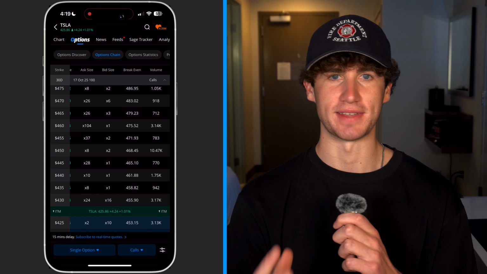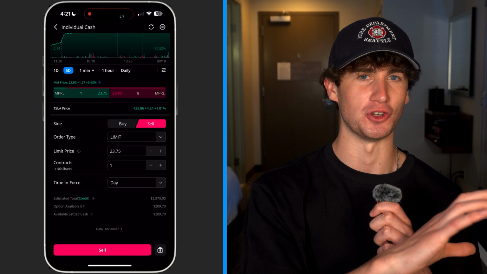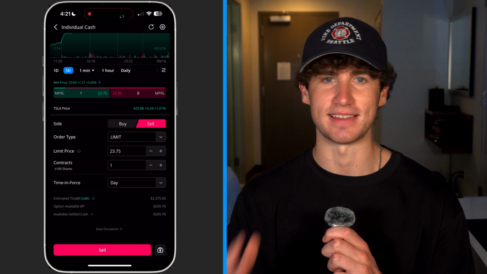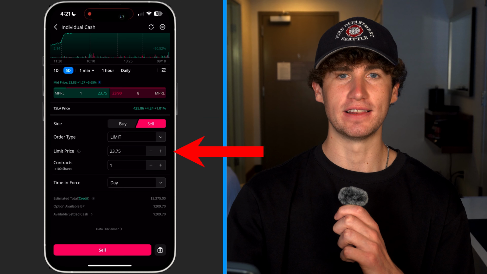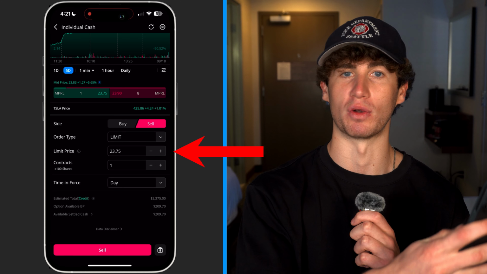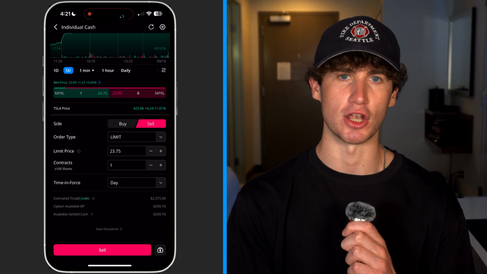What you want to do is head back to the options chain, go to the same expiration date of the option you bought, so October 17th in this case, then choose the exact strike price you bought. On the order form, click sell, and for the limit price, instead of this being the amount you pay, this is the amount you'll receive. Then make sure the number of contracts you're selling is the same number you bought.